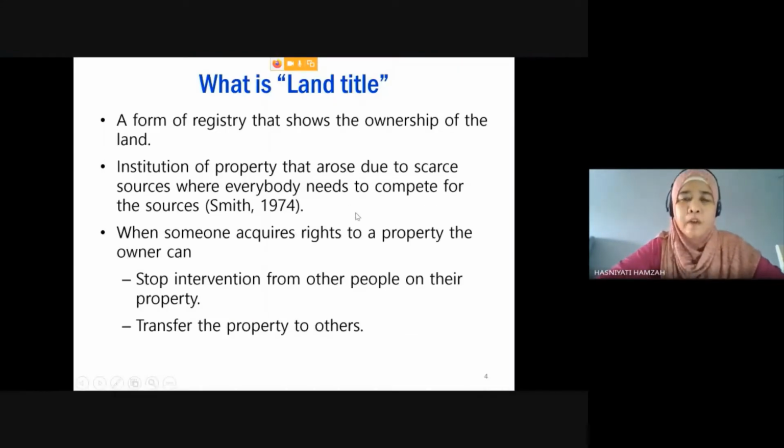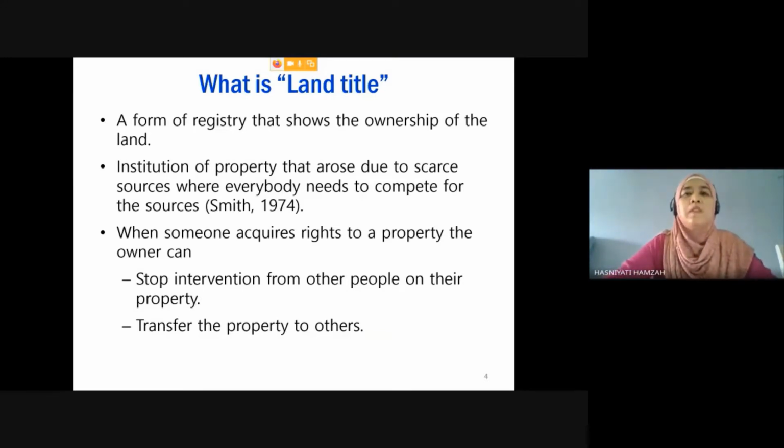It's a form of registry. That's the keyword that we're looking for. It's a form of registry that shows the ownership of the land. Who has the title is the landowner. But bear in mind, there can be different rights on the land. So it's not just the title, but also other rights. Title means the ultimate ownership on the land, but there are also other rights associated with the land which do not come with the title.